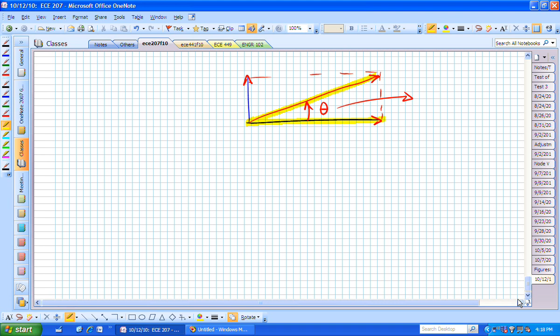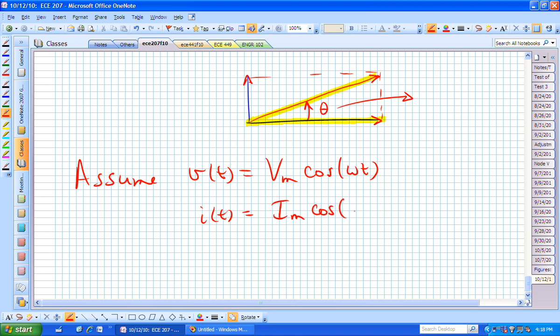Let's look at this for general loads. Let's assume now that we have a voltage v of t being V sub m cosine omega t. And let's assume that our current is I sub m cosine of omega t minus theta. And that theta now, because we don't know the mix of inductors and capacitors and resistors, is not necessarily 90 degrees, plus or minus. It's just some angle. And that's the difference between our voltage and current.